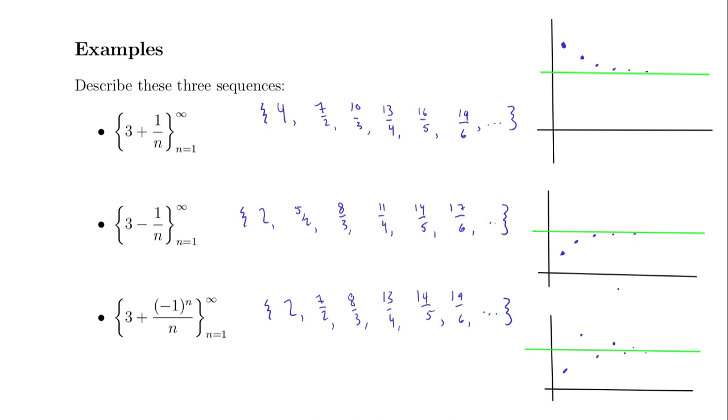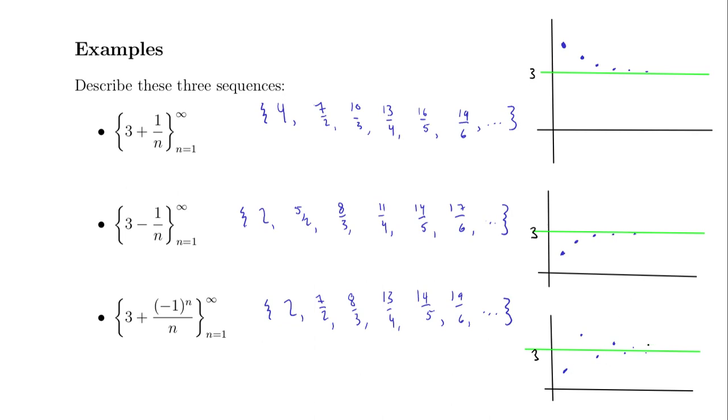All right, so this is what I've got. I just wrote out a bunch of the terms, and then I also drew the sequences a little bit. I drew this green line on each of them at 3 just so we can see a little bit better about what's happening. So here our sequence starts at 4, and then it's 3 plus a half, 3 plus a third, 3 plus a quarter, et cetera. Same thing, but it's 3 minus a half, 3 minus a third, 3 minus a fourth, et cetera.